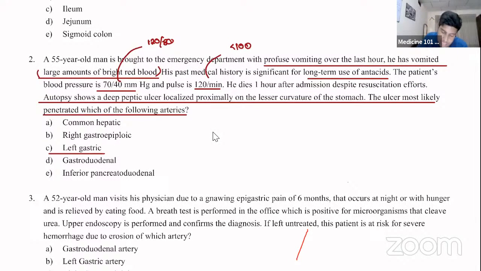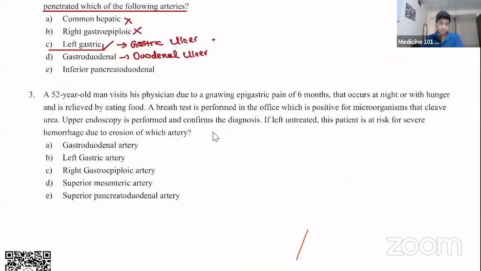On autopsy, you see a deep peptic ulcer on the lesser curvature of the stomach. It perforated which of the following arteries? Common hepatic, no. Right gastroepiploic, no. Left gastric, yes. Gastroduodenal, this is going to be from a duodenal ulcer, and this is about a gastric ulcer. Try question number 3.